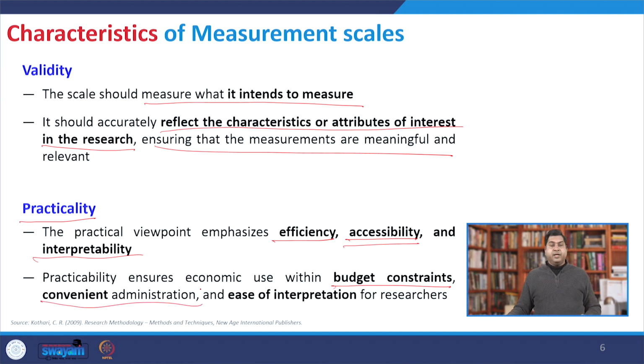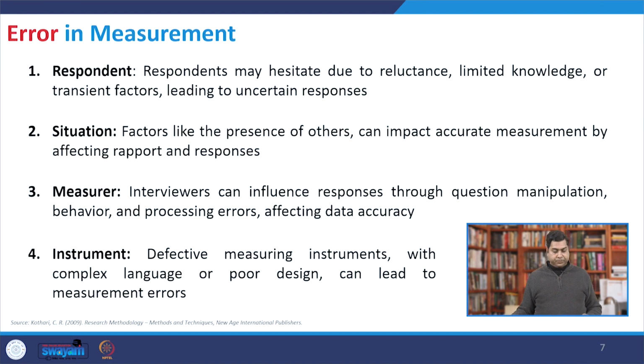Convenient administration. If your selected measurement scale is complex, and it takes time for the surveyor to explain it to the respondent, definitely the time will be lost, right? So, we have to make it convenient, so that your purpose of getting the information will be fulfilled. At the same time, it will not put the respondent in trouble or put the surveyor in trouble to explain it to the respondent. And also there should be ease of interpretation for the researcher later on when you have the information.